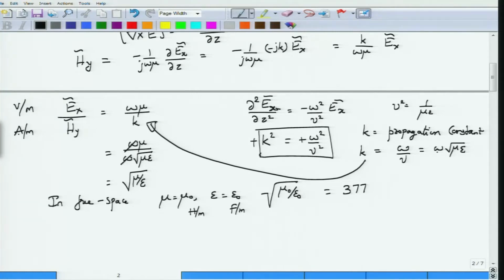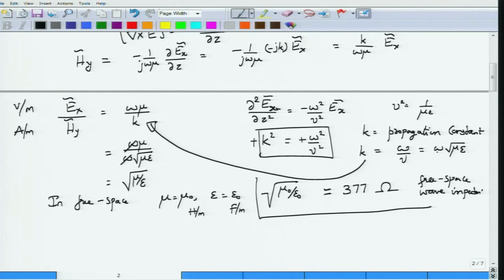Now volt per ampere is nothing but voltage by current, and voltage by current will actually tell you that this is nothing but impedance, and impedances are measured in terms of ohms, right. So this ratio, square root of mu 0 by epsilon 0, is approximately 377 ohms, and this is called the free space wave impedance.